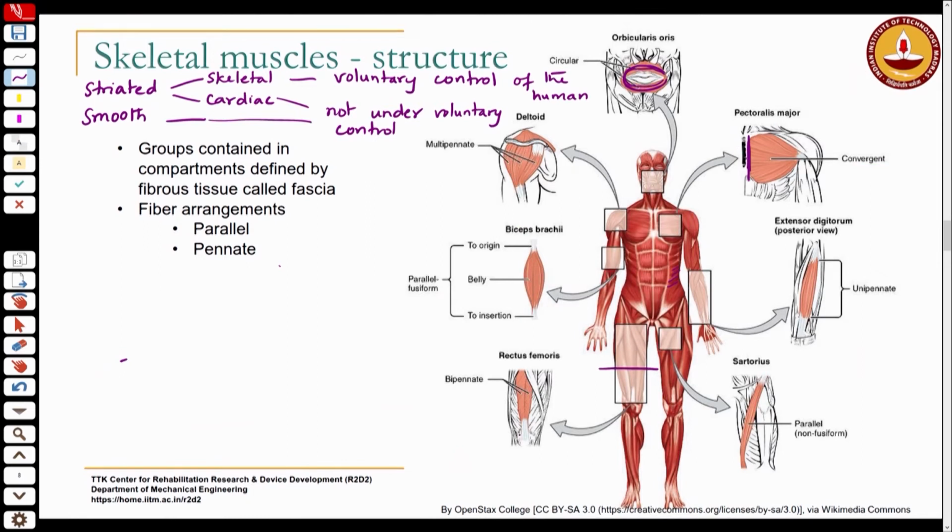In the pennate fibers, the structure is somewhat different. You have a central tendon, and you have the fibers at an angle to that tendon. So, this is clearer here. You have a tendon that runs centrally, and then your muscle fibers are like a feather structure.